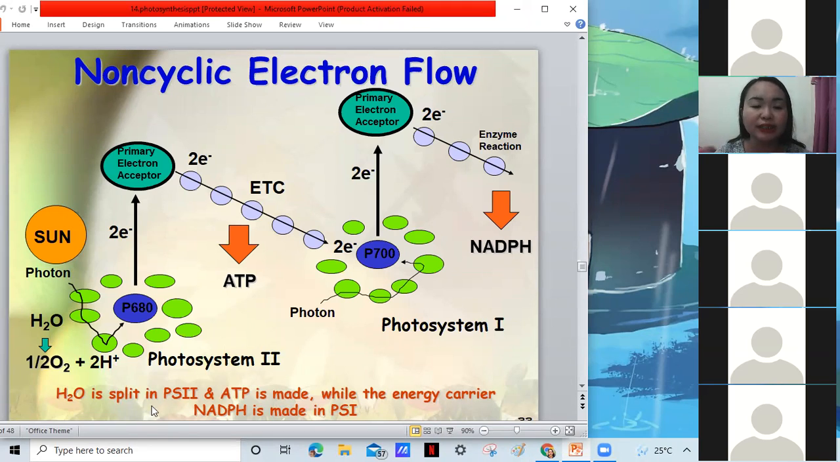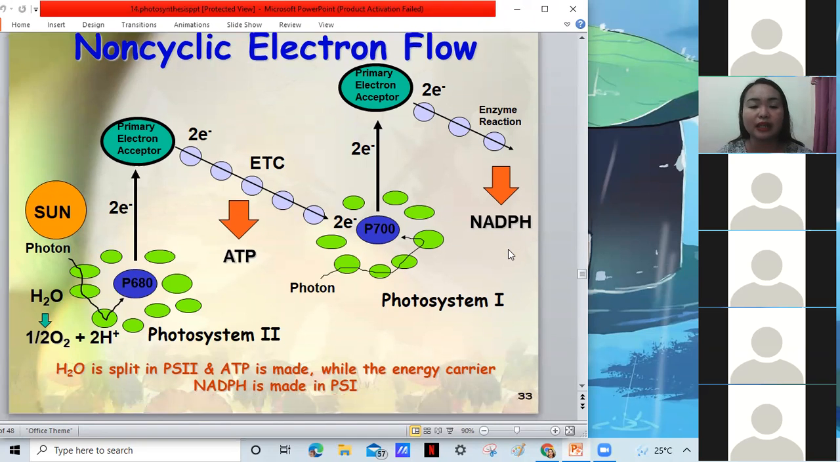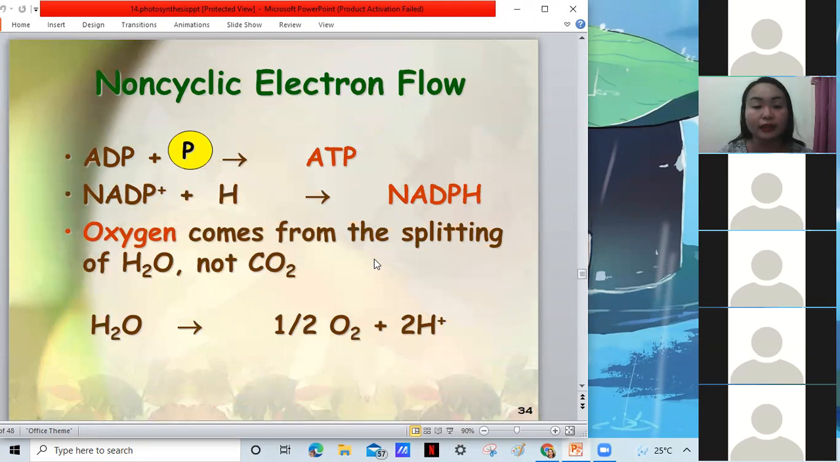So in here, the water is split in photosystem 2 and ATP is made, while the energy carrier NADPH is made in photosystem 1. So the water is split here and ATP is produced in photosystem 2, and here in photosystem 1 the NADPH. Both are very important sources of energy. So again, in the non-cyclic electron flow, we have ATP and NADPH, and oxygen comes from the splitting of water and not carbon dioxide.